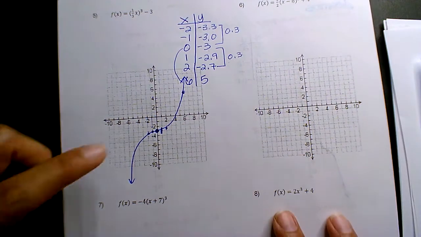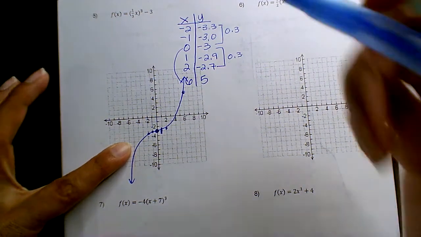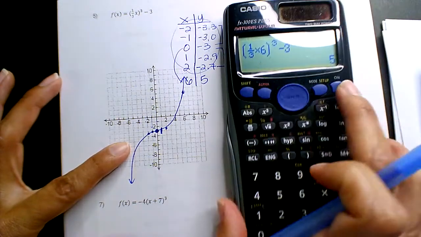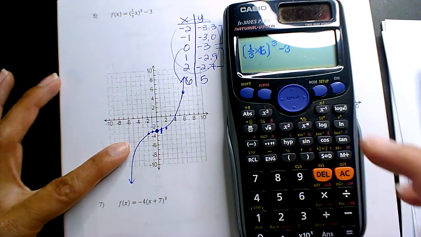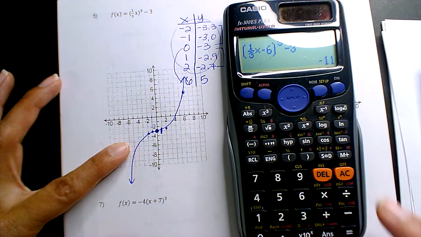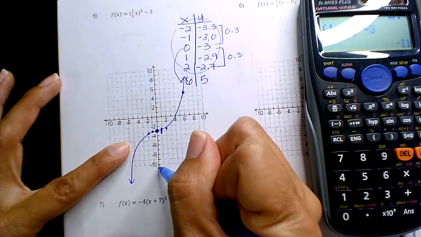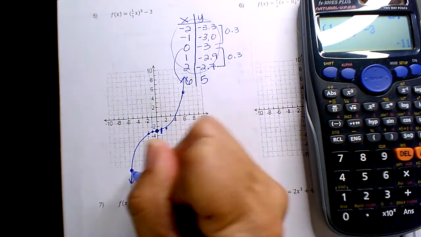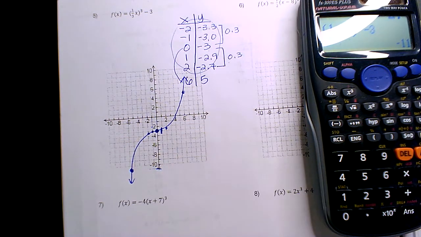So if you want to plot an exact point over here, because these are so close together, then you could pick like negative 6. Just get your calculator, substitute a negative 6. And I get negative 11. Here's negative 11, and that's about right. And you can grab more points.